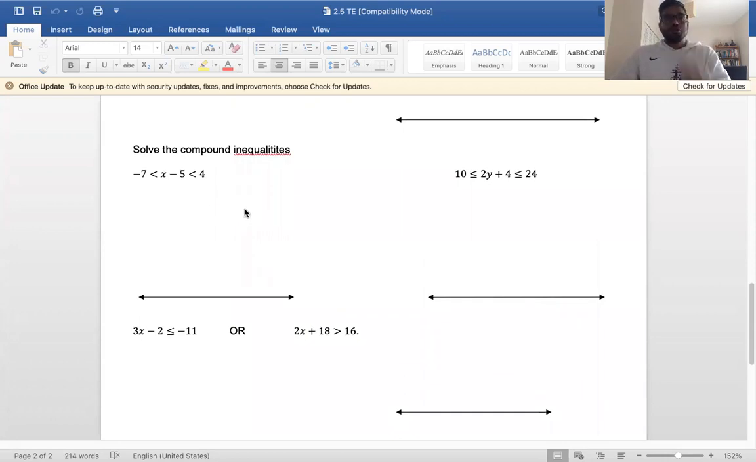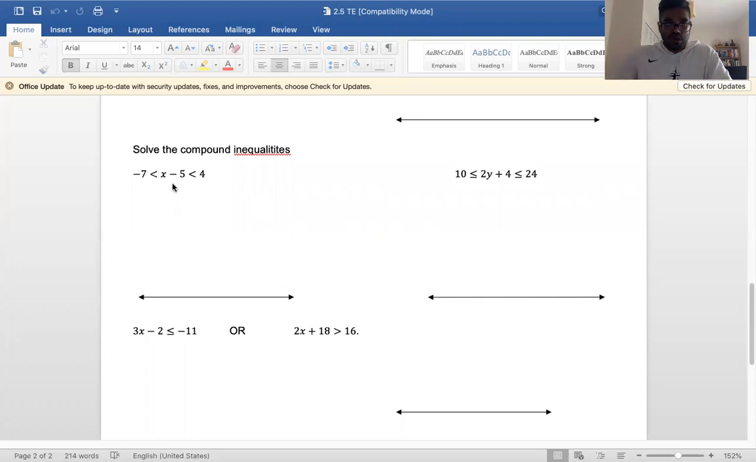So just like when you're solving regular equations, whatever you do to one side, you've got to do to the other side. But here now we have three different chunks. On this first problem, if I want to add 5 to isolate x, just like we normally would, then I've got to add 5 to the 4, and I've got to add 5 to the -7. I can't just do it to one or the other. I've got to do it to everything to keep everything equal.